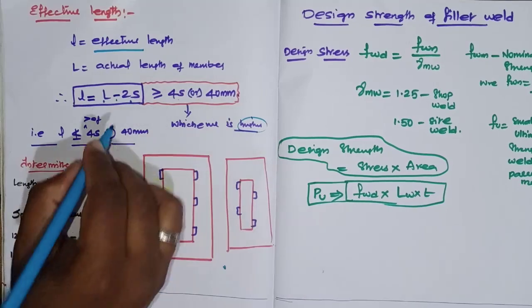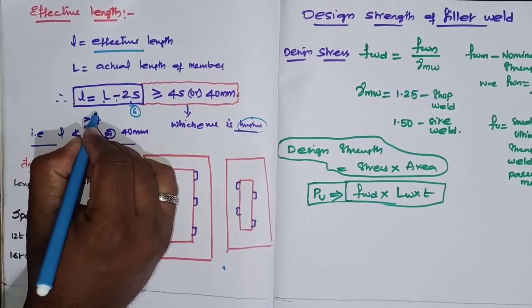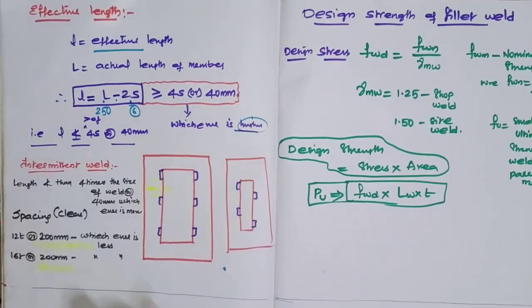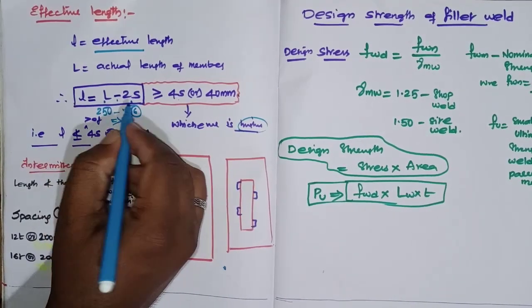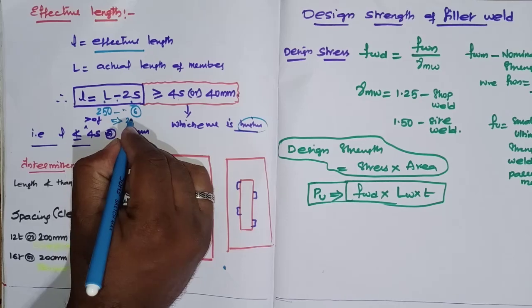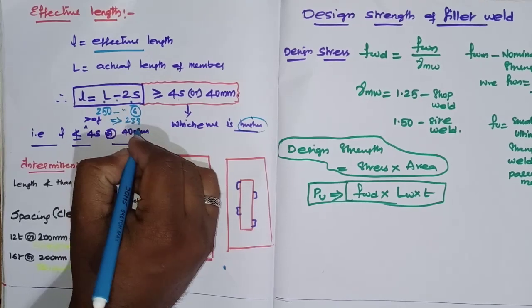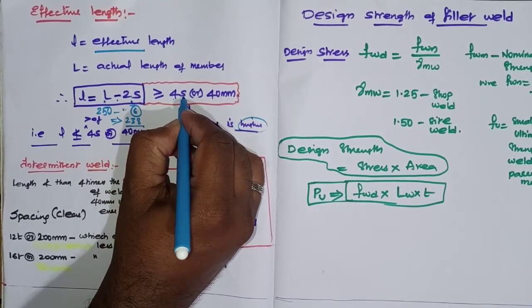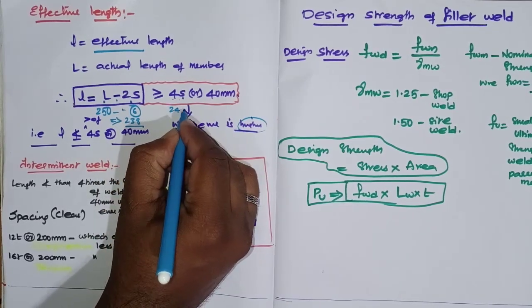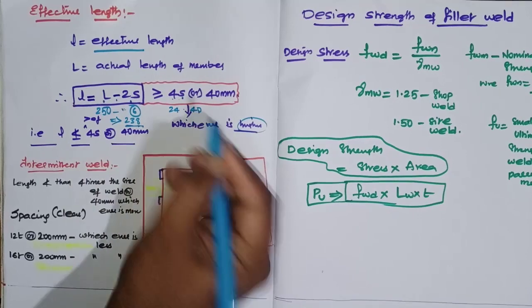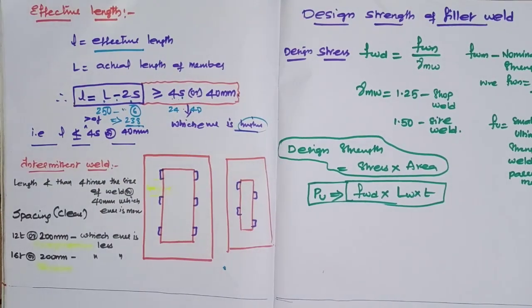Suppose for example you are using 6 mm and the actual length is 250. So 250 minus 2 into 6, how much will you get? Around 238, right? 2 into 6 is 12, so 238. And 4 into 6 is 24 or 40, so 238 is greater than 40, so it is okay, right? Like that the effective length can be known.